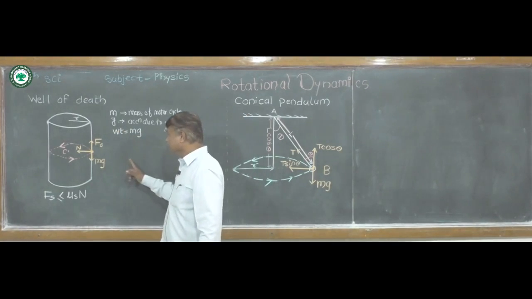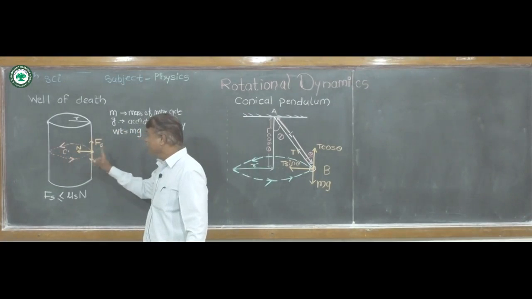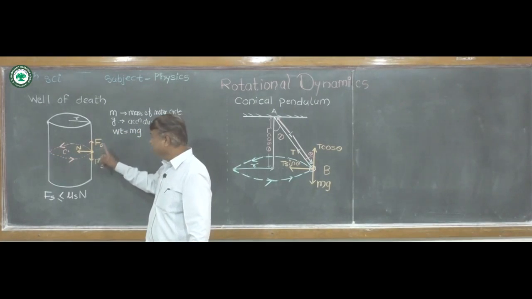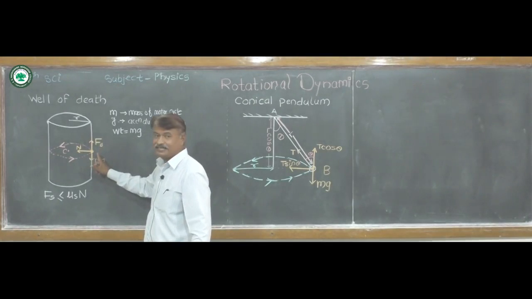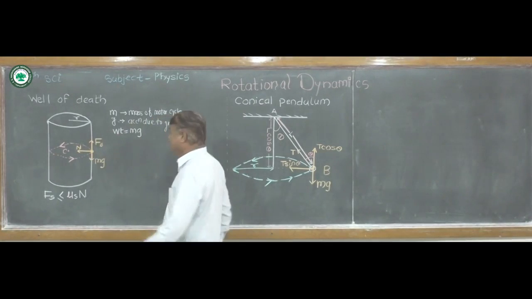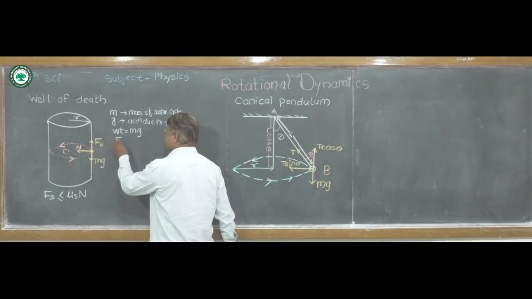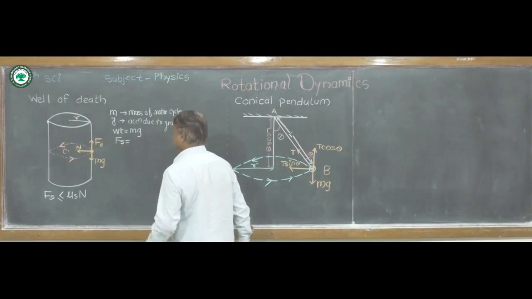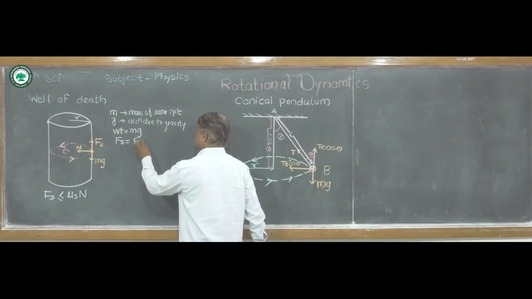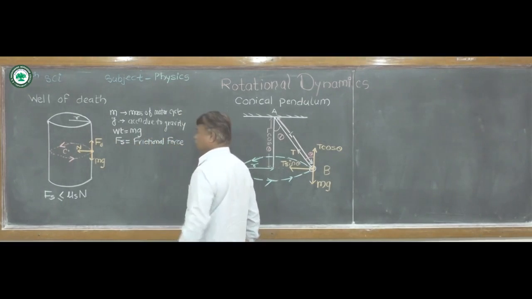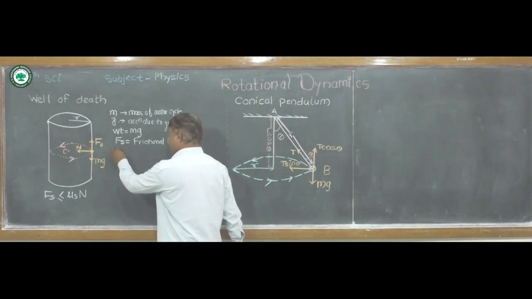When the motorcycle moves inside the wheel of death, a frictional force arises between the wall of the wheel of death and the tires of the motorcycle, and that frictional force is given by Fs. N is the normal reaction.